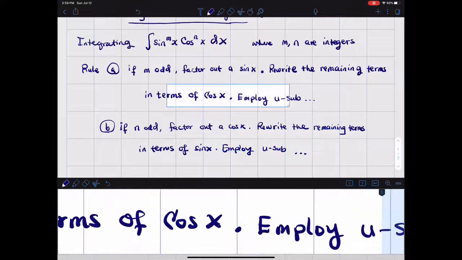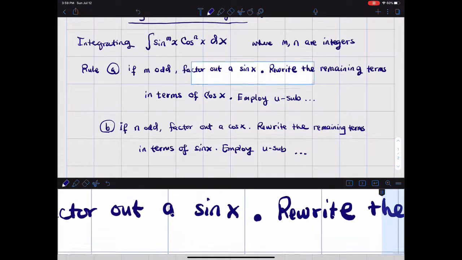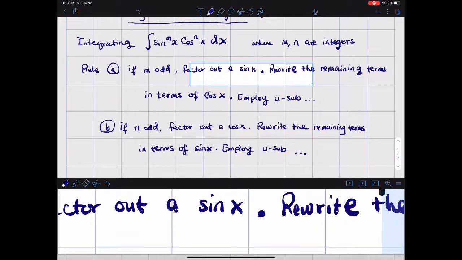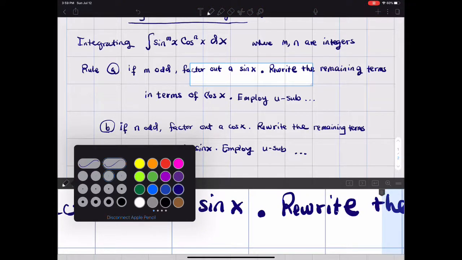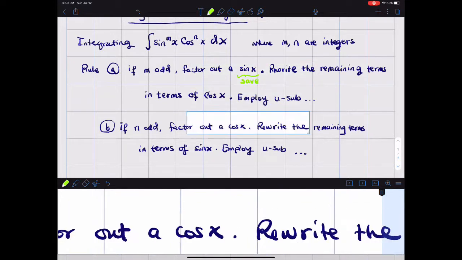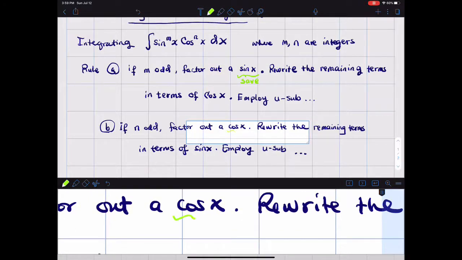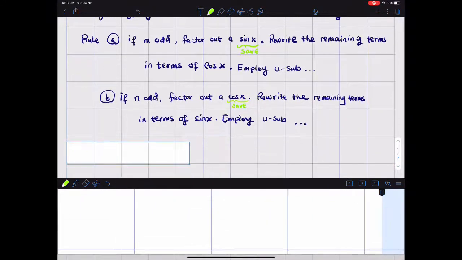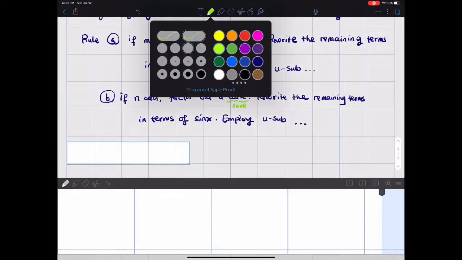I want to point out that whatever you factor out, you've got to save it. So when you factor out a sine x here, save it. Don't do anything to it because it's going to help you with your U substitution. And when you factor out a cosine x here, save it, because you will end up using it for U substitution. It won't be your U. You can't make it your U.